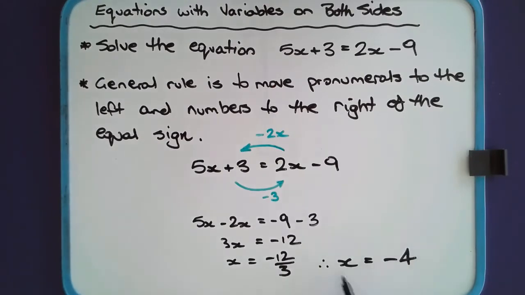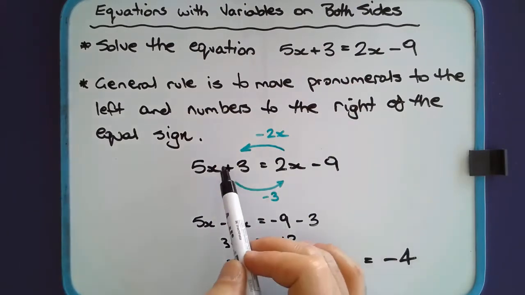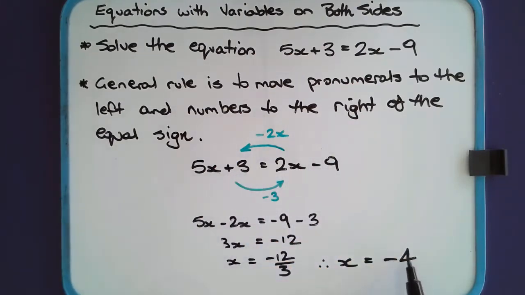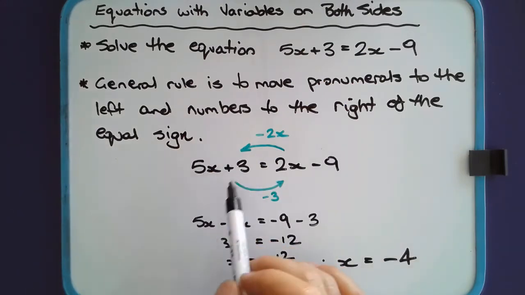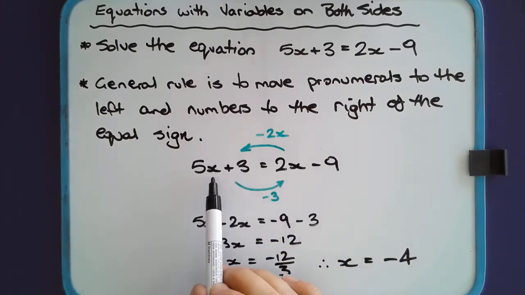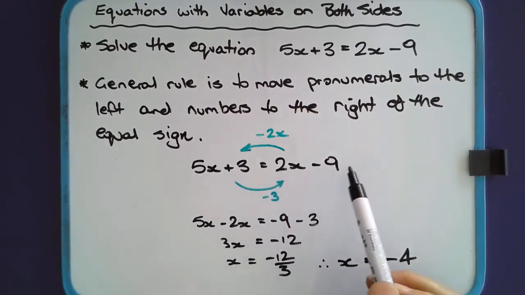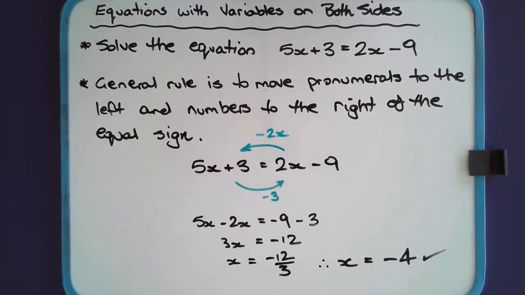Now we can test this, and we should test it. If you were to substitute negative 4 into both sides of the equation, you should get the same value on both sides. So if you substitute negative 4 into the left-hand side, 5 times negative 4 is negative 20. Negative 20 plus 3 is negative 17. Let's see if it works on this side here if we get negative 17. 2 times negative 4, substitute it in for x, is negative 8. Negative 8 minus 9 is negative 17, so that works.